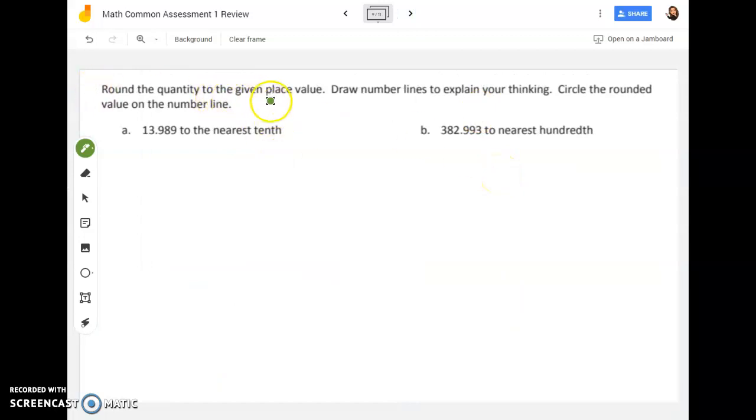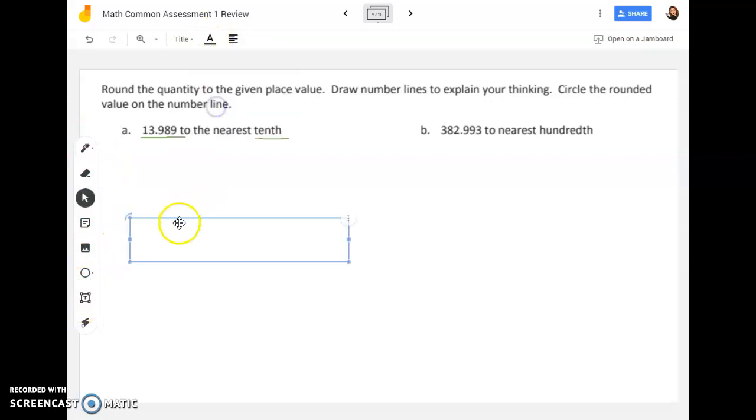Round the quantity to the given place. Draw number lines to explain your thinking. Circle the value on the number line. So we're going to take this number, 13 and 989 thousandths, and round it to the tenths place. I'm going to type it here. Let me make it a little bit bigger.